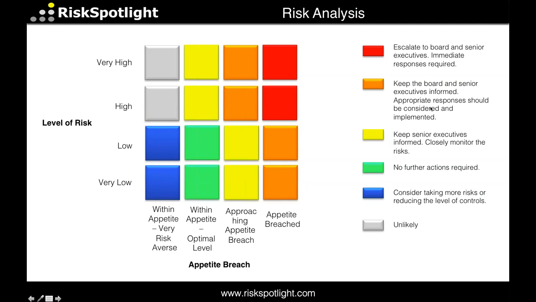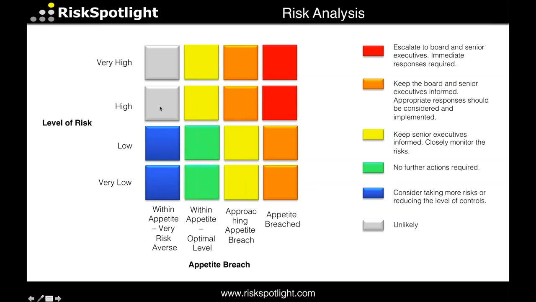Then we have the amber area, which is where we'll keep the board and senior executives informed. The yellow area is where we will keep only the senior executive informed. We don't need to go to the board level, and we will closely monitor those risks. Green ones, we are doing okay, so we don't need to do any further action. Blue ones are the ones where we are saying that, okay, we are within appetite, but we are very risk averse, and the risk exposure is also very low. So those are the areas where we can try and see whether we can reduce some of the controls in place, or should we be taking more risk in those areas.